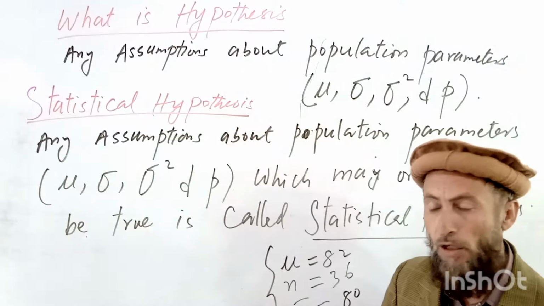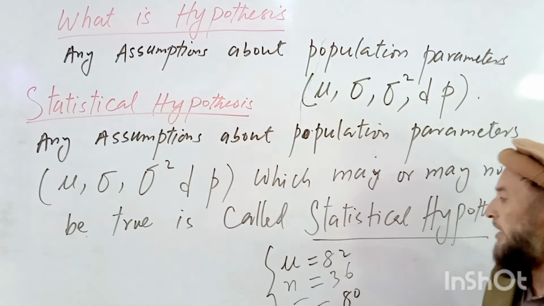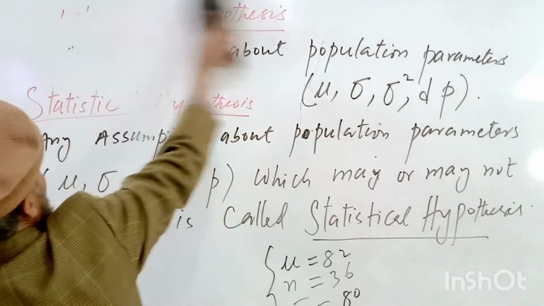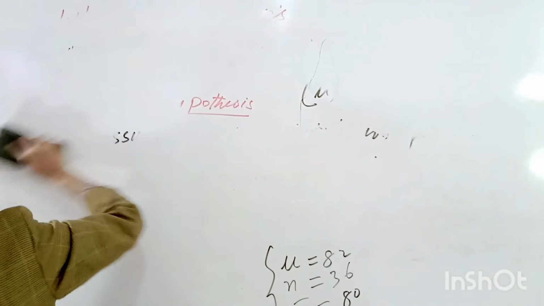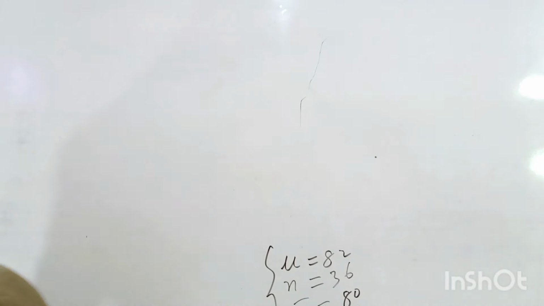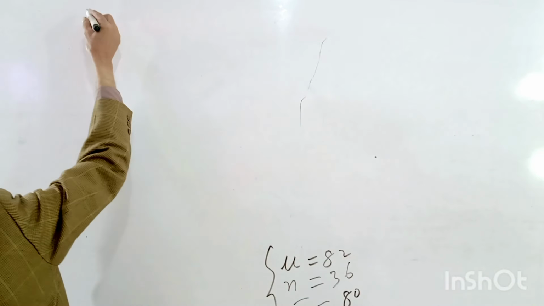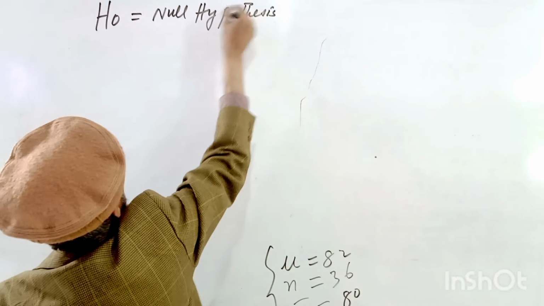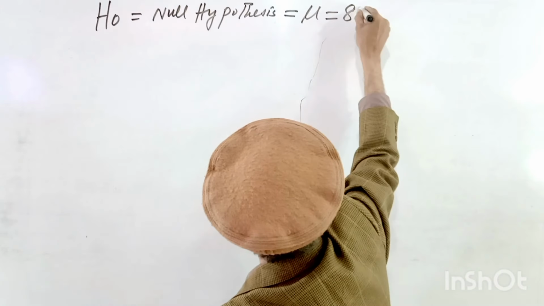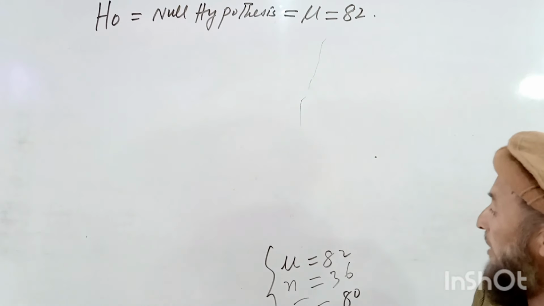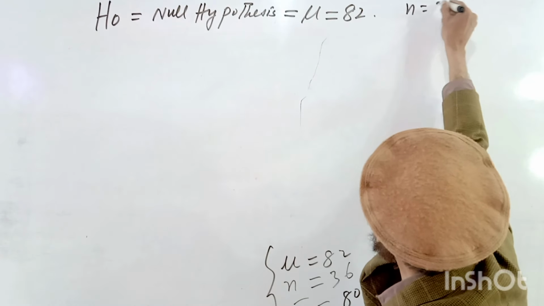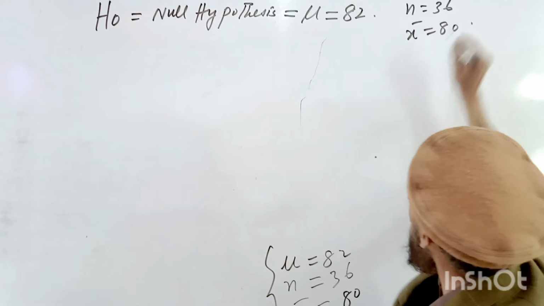Let's start with an example. We test the population mean: the average height of students is 82, and there are 36 students whose average is 80. How do we test the hypothesis? The first step is the hypothesis. H naught, the null hypothesis, is mu equal to 82, the given average height of students, with n equal to 36 and x bar equal to 80.